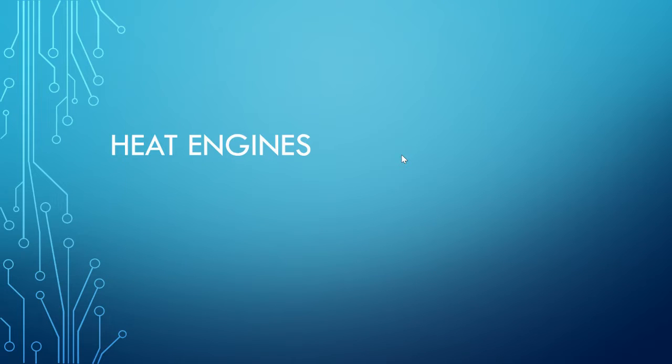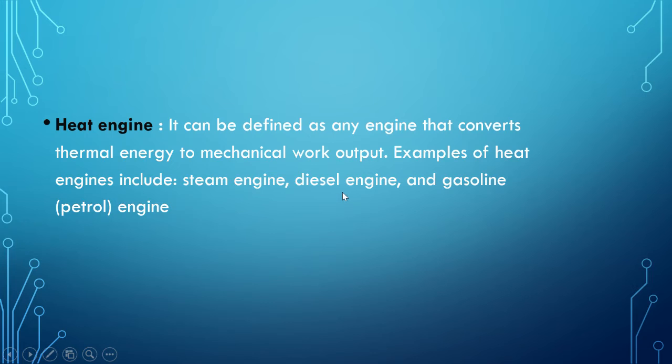So you might know what a heat engine is. An engine which converts chemical energy into mechanical energy, and that is how we commute. The bike that we start has a heat engine, and the train has a heat engine. Everything is a heat engine. Got it? Okay, a heat engine can be defined as an engine that converts thermal energy into mechanical work output.